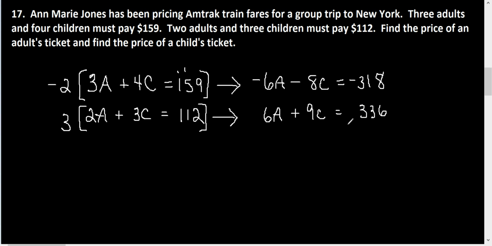Okay, so here's my new system. Rigged it up so the a's cancel out. Negative 8c plus 9c is c. So one child's ticket is 18.